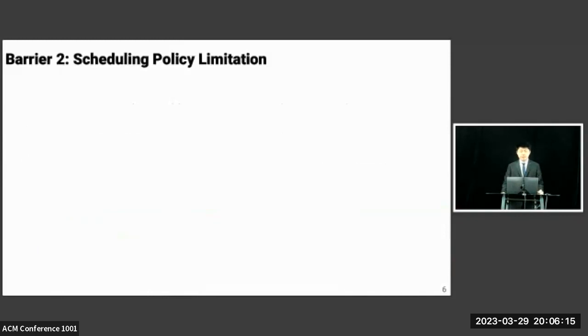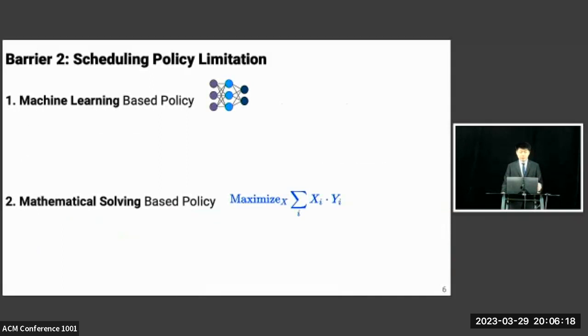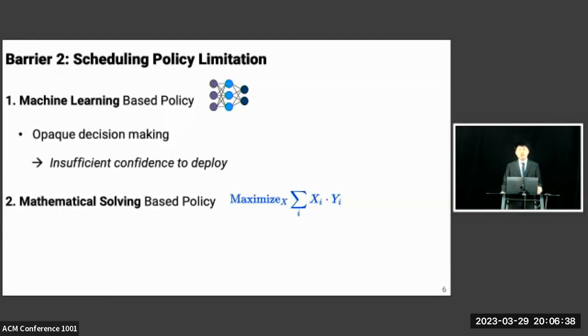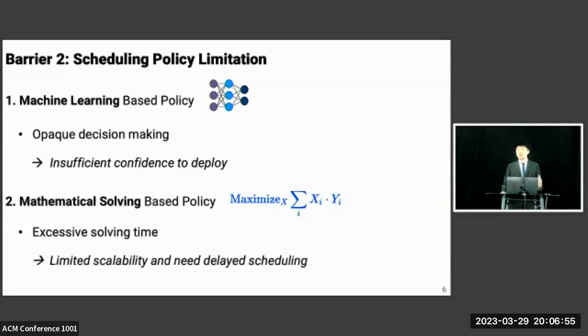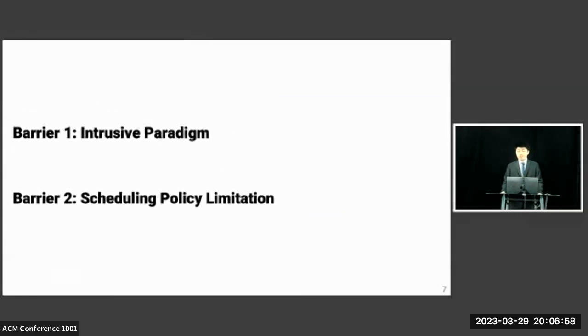Additionally, the scheduling policy aspects also have some limitations. Existing works commonly adopt machine learning or mathematical solving-based techniques to optimize their scheduling policy. However, developers often ignore model interpretability during system design, resulting in opaque decision-making. And operators cannot guarantee the model predictions are reliable and have sufficient confidence to deploy them. On the other hand, as the workload becomes more intensive, mathematical solving-based policy may take hours to solve a job allocation problem. Therefore, they meet a scalability bottleneck. In summary, barriers to practical deployment fall into two main categories.